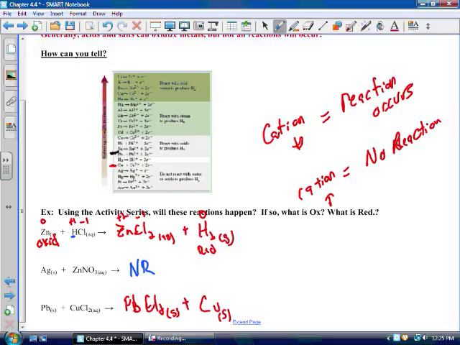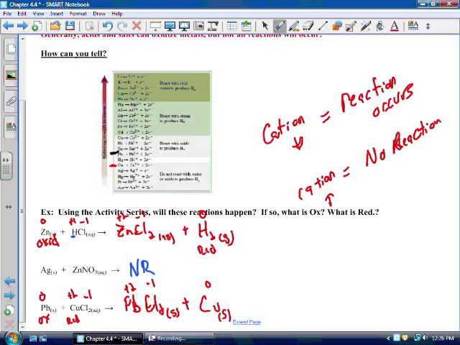In our last example, Pb went from 0, copper was +2, chlorine was -1. On the other side, lead is +2, chlorine is still -1, and copper is now 0. Lead went from 0 to +2, so lead was oxidized. Copper went from +2 to 0, so copper was reduced. And chlorine didn't do either.